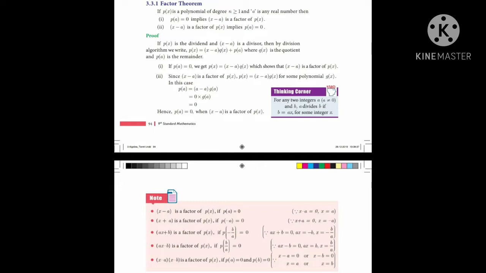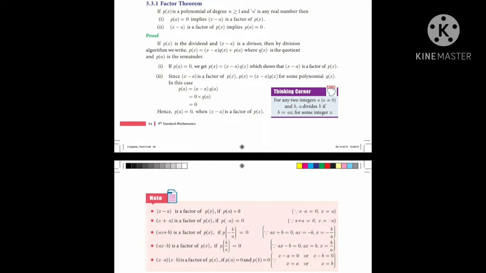And here are also some notes. x minus a is a factor of p of x if p of a is equal to 0. That means x minus a is equal to 0, then x is equal to plus a. Same thing, next one: x plus a is a factor of p of x means p of minus a is equal to 0. Here x plus a is equal to 0 means plus a will change into minus a, then x is equal to minus a.